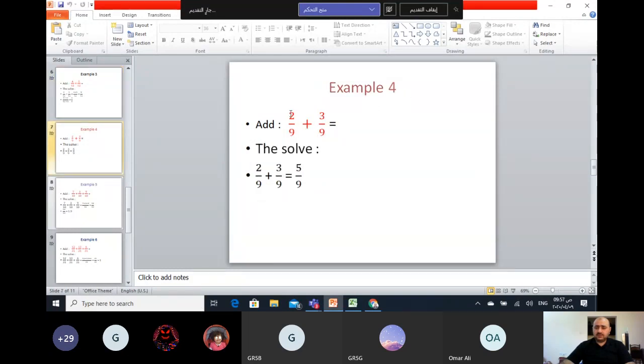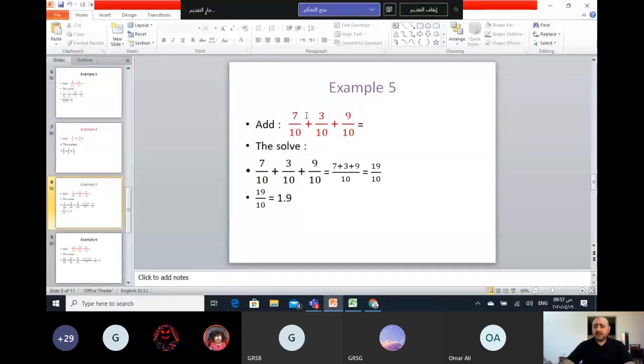Example 4, we have 2 over 9 plus 3 over 9. The question here is to add. How to solve this problem? Here we have the same denominators, which means I have like fractions. So put the same denominator in the answer, then add the numerators. 2 plus 3 will be 5 over 9.